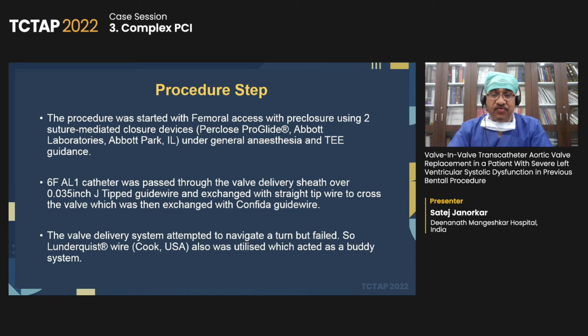So we had to pass the Lunderquist wire, by Cook USA, which acted as a buddy system. We already had the Confida wire through the perforation, probably inside the left ventricle, but we couldn't negotiate the bend and couldn't advance the valve. So we used the Lunderquist, and both wires were inside the left ventricle at one point, which acted as a buddy system to navigate and advance the valve across the surgical prosthesis.